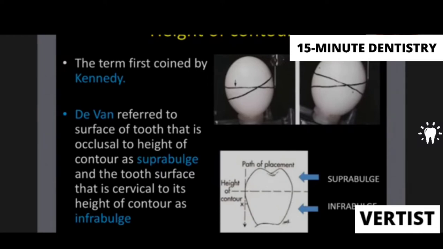So this is the diagram. It's like an egg. That's your egg. So on the egg, you draw your survey line. Your egg is going to be representing your tooth. You have your height of contour and your suprabulge and infrabulge areas. So this is, again, a very important diagram that needs to be drawn when you're talking about surveying and survey lines.